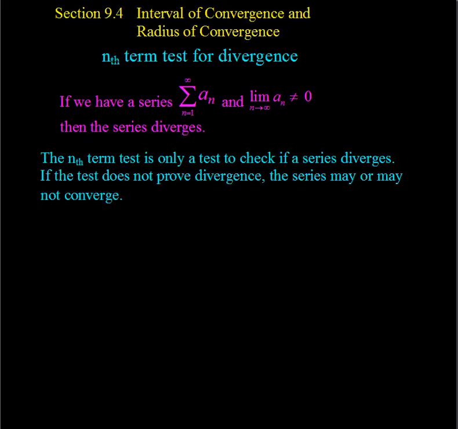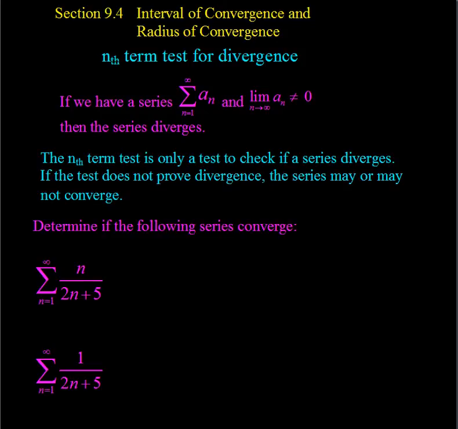So let's go ahead and look at an example. It's easier to understand these with some examples. So here's a couple of examples. Let's determine if the following series converge. So we'll take a look at the first one. The first one here is the summation from 1 to infinity of n over 2n plus 5.